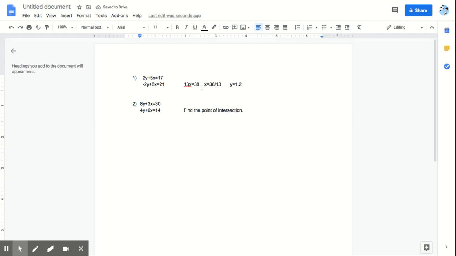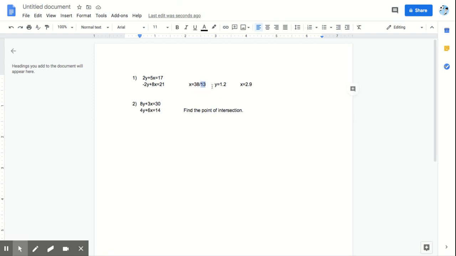From here, you can see that the question actually asks us to find the point of intersection. What we'll do for that is really easy. First, I'll write 38 over 13 as a decimal, just so it looks neater. Oh wait, sorry, I wrote the wrong number. 38 over 13 is 2.9, let's say, rounding it. So x equals 2.9.